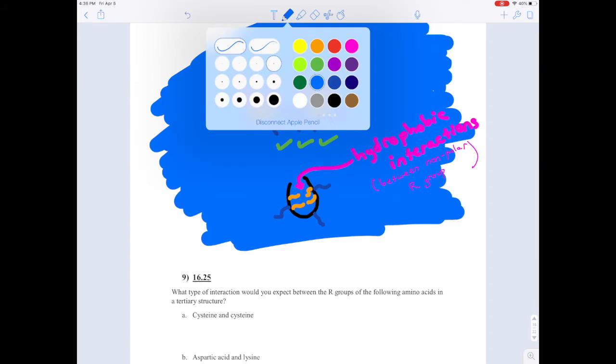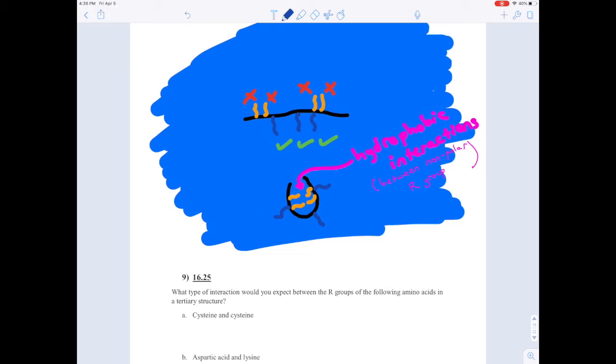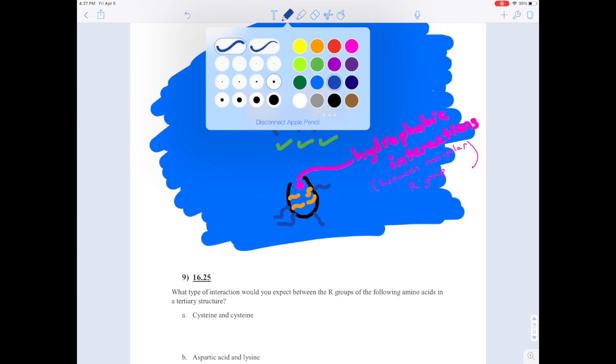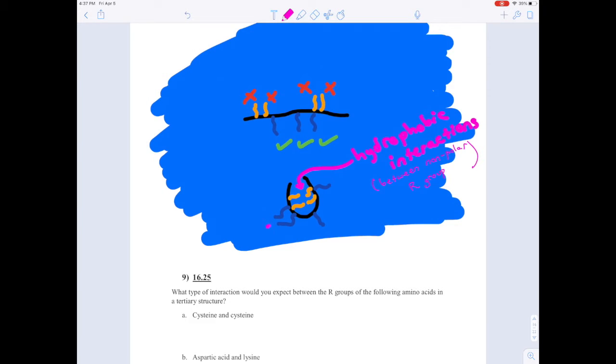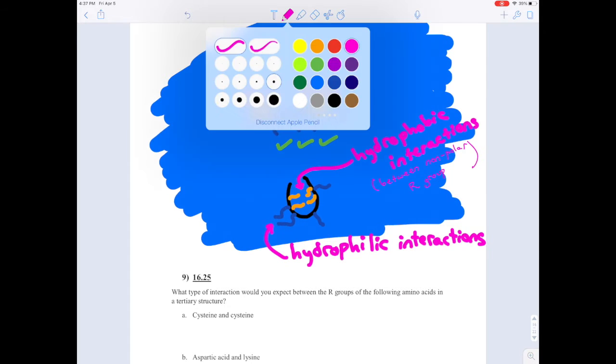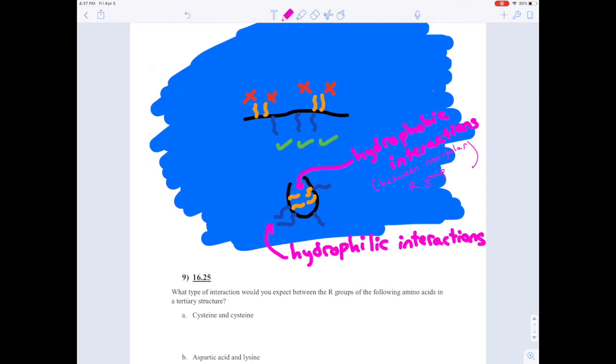On the other hand, you might have a couple amino acids, R groups, that really want to be near each other because they're both polar. So, if those amino acids come together because of their polarity, then that attraction between them would be hydrophilic interactions. The attraction between 2 polar R groups are hydrophilic interactions.